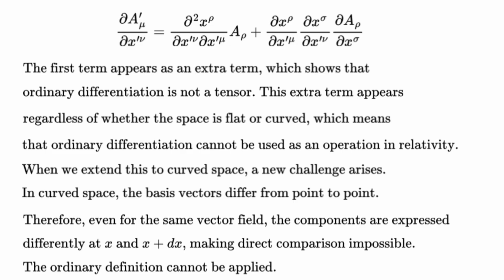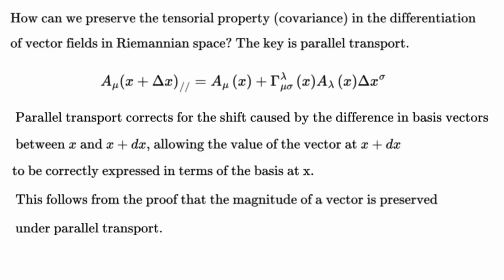When we extend this to curved space, a new challenge arises. In curved space, the basis vectors differ from point to point. Therefore, even for the same vector field, the components are expressed differently at x and x plus dx, making direct comparison impossible. The ordinary definition cannot be applied. How can we preserve the tensorial property, covariance, in the differentiation of vector fields in Riemannian space? The key is parallel transport.